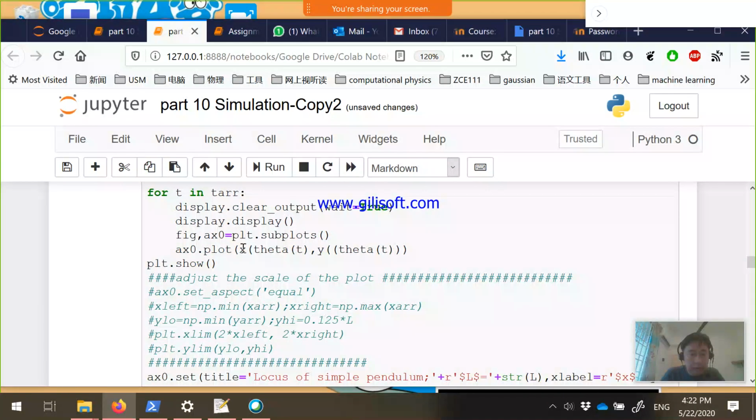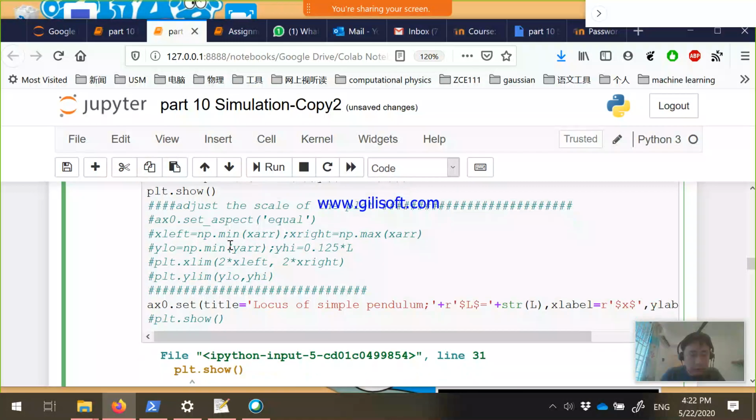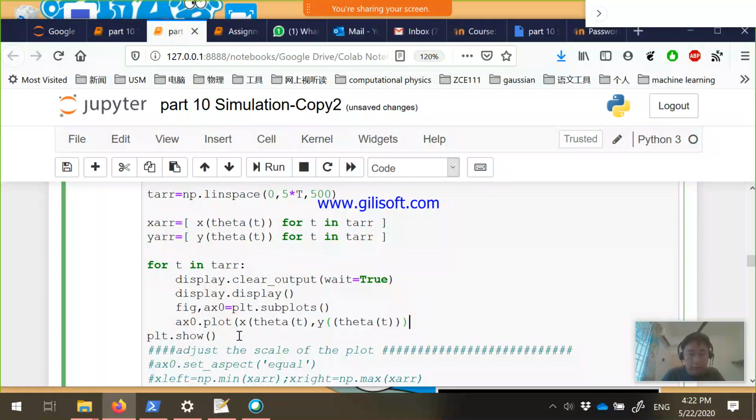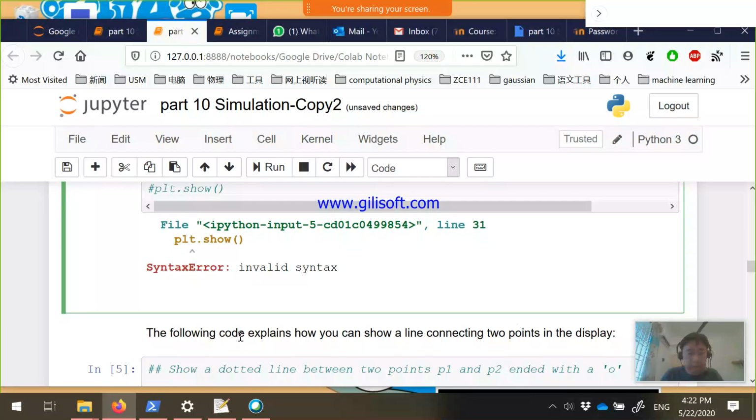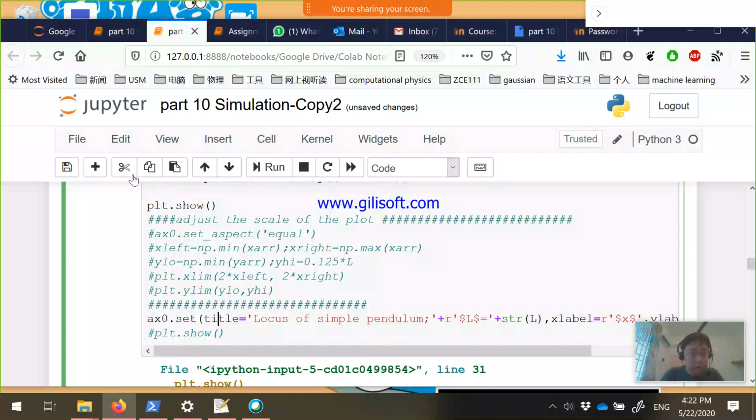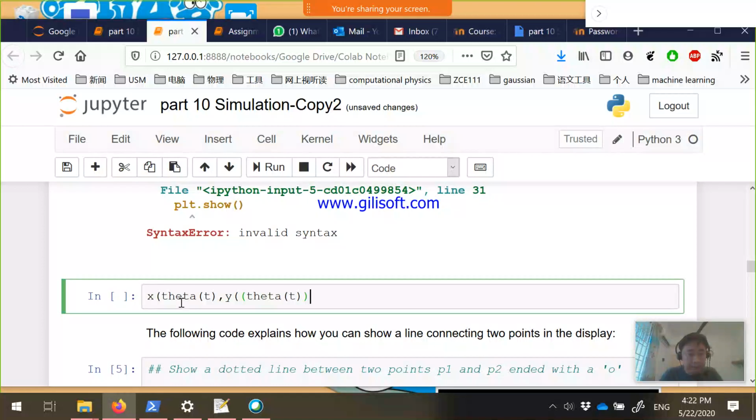Line invalid. plt.show. Can anyone help me with that plt.show? Why is that the plt.show? I think there's not a problem with this plt.show. Maybe it's this. Now let me show this first. So I'm doing the troubleshooting now. This is usually the boring part.